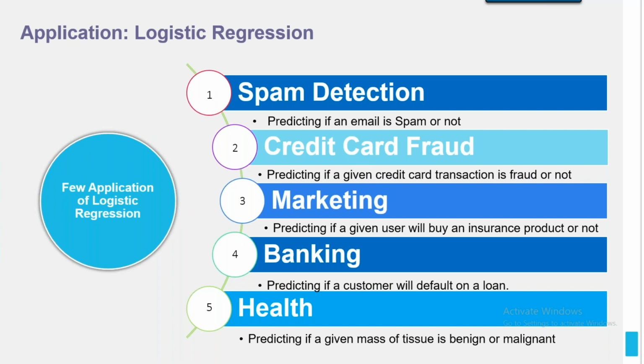In the case of marketing, suppose there is an insurance domain. In the insurance domain, if you have a user, you can find out whether the user will buy an insurance product or not on the basis of your data. Like that in banking also, you are predicting whether a customer will default on a loan, yes or no, true or false. In health also, you can predict whether a given mass of tissue is benign or malignant.